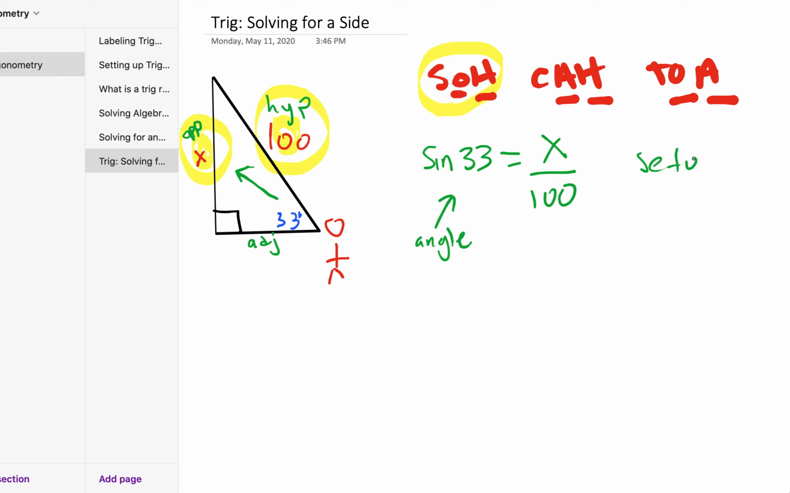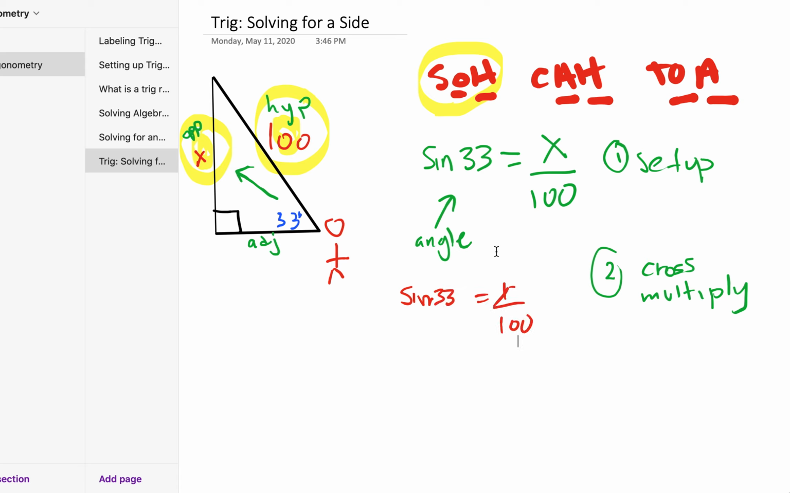So the first thing we want to do is set it up, using our ratio. We use the correct ratio depending on whether we have the opposite, adjacent, or hypotenuse, or if we have all three. Our second step is going to be to cross multiply. Cross multiplying is a shortcut to get rid of the denominator and get rid of a number on top. So what we're going to do is take sine of 33 equals x over 100. And what we want to do is put a 1 underneath sine.